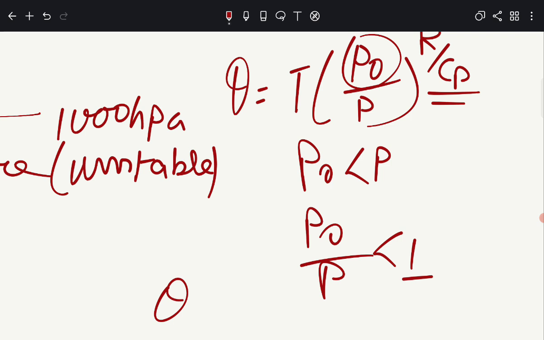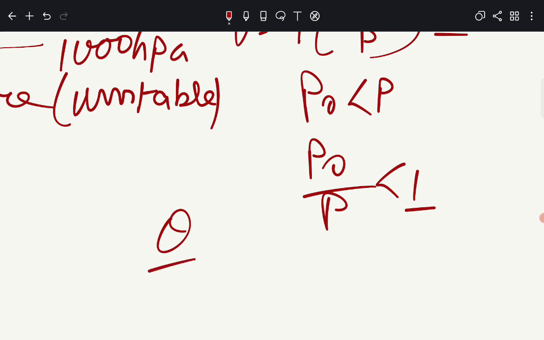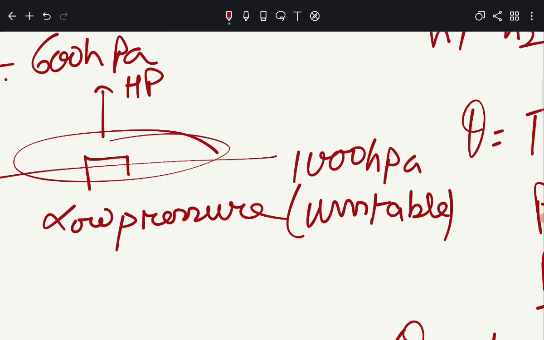Then theta by T is also less than 1. It is not less than or equal to, it is less than 1. So theta will always be less than T. In that case, theta over here will be less. Understood? Theta over there will always be less, and if that is the condition, that is not the normal condition, that is an unstable condition.